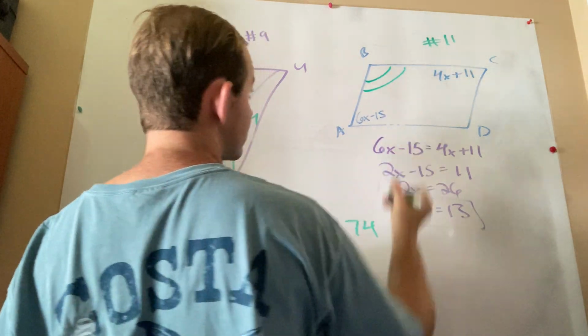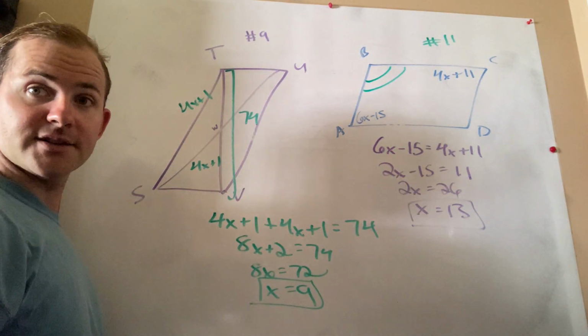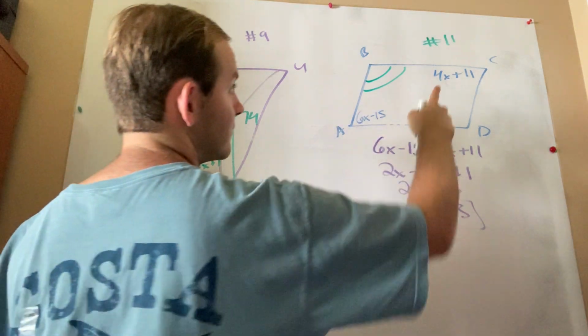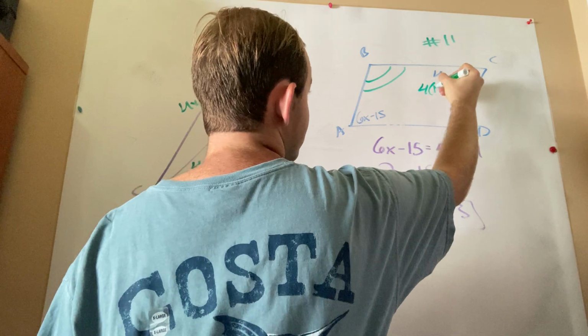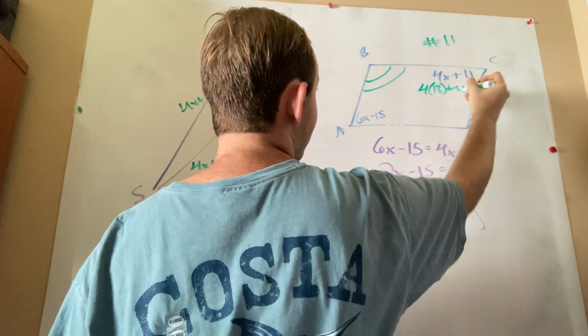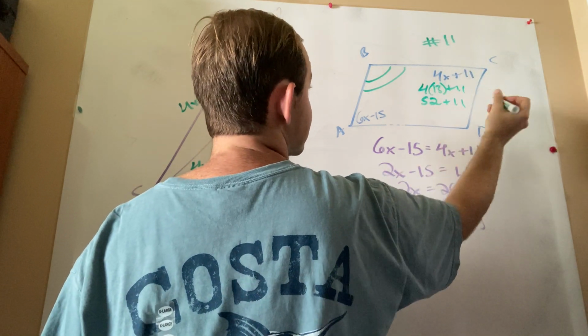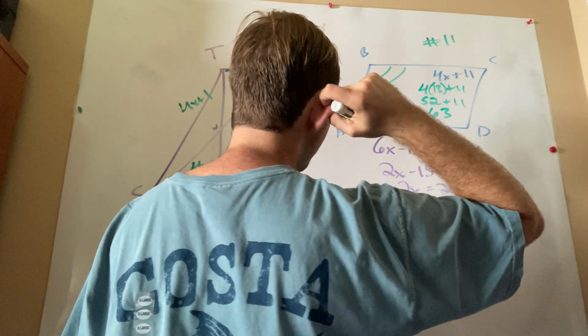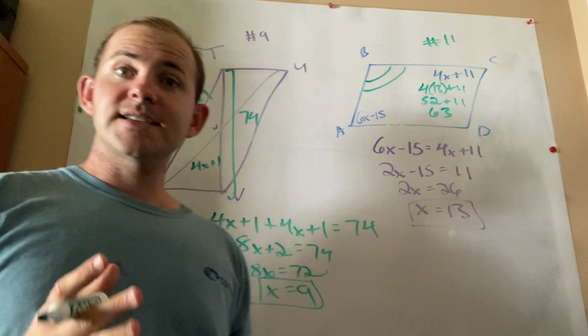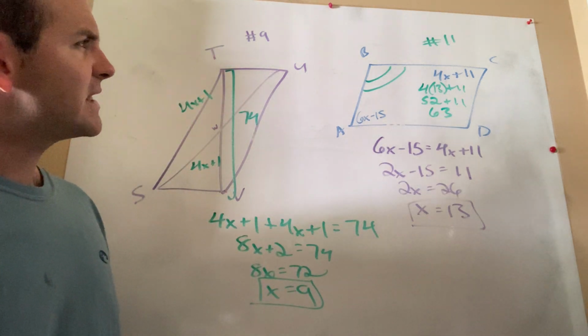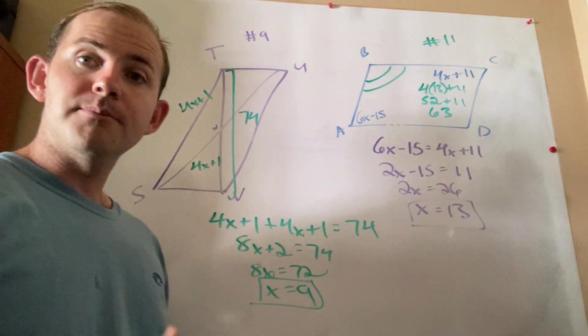So here's what I gotta do. Choose one to plug back into. I'm gonna plug back into this one right here just because I see smaller numbers, right? So 4 times 13 plus 11, that's 52 plus 11, which gives me 63, right? Okay, so I know that the angle C is 63 degrees, but that's not what they asked me for. They asked me for angle B.